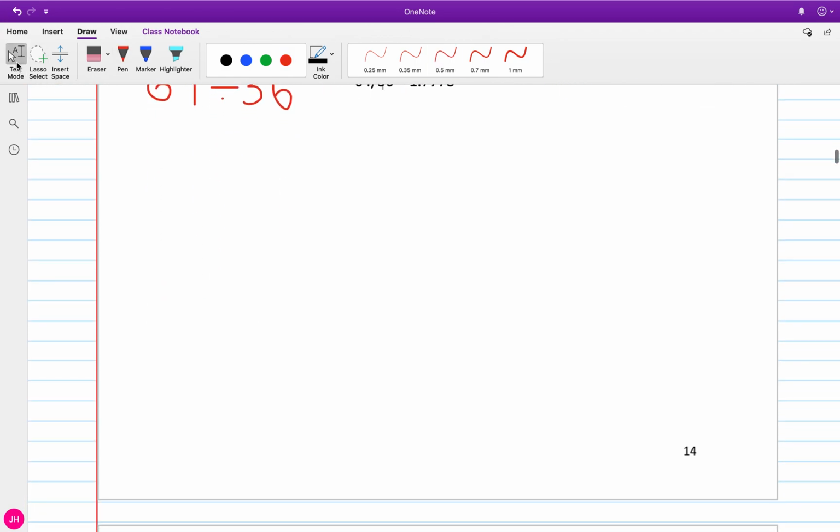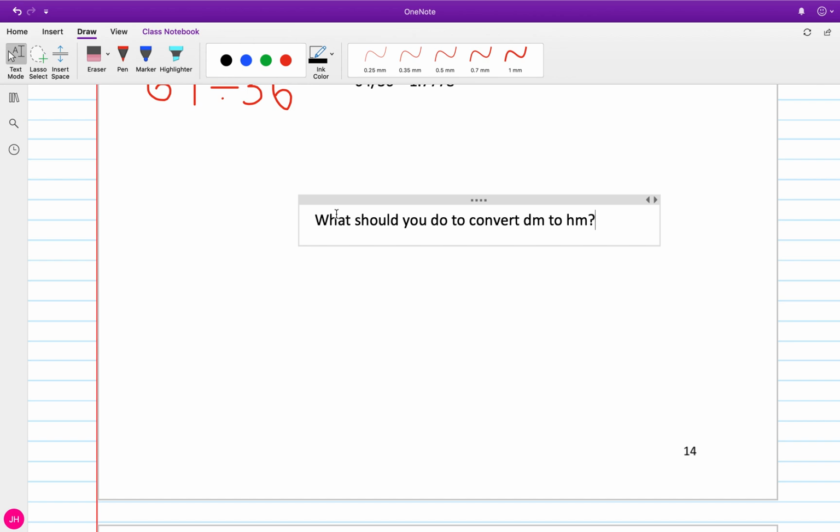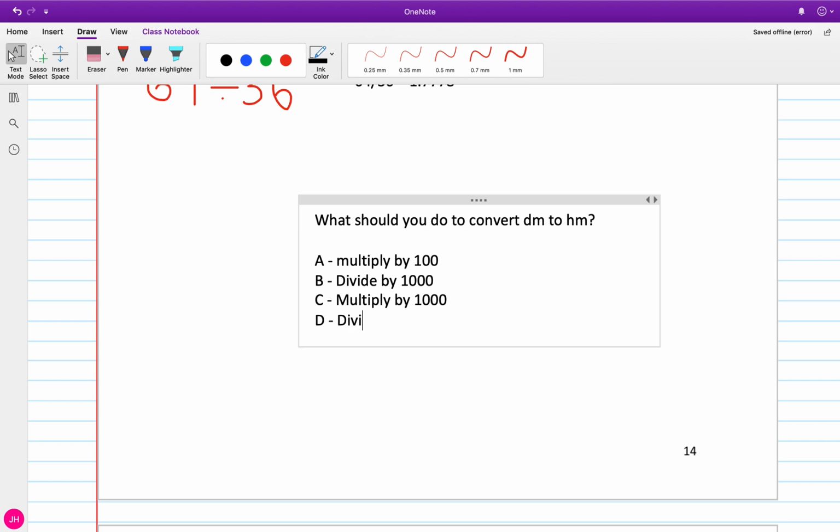Now I'm going to give us one extra little thinking problem here. So let me type it up first. If we were going to convert from decimeters to hectometers. Again, remember the DM is decimeter. So I'm going to give you some choices. Choice A, should we multiply by 100? Choice B, should we divide by 1,000? Choice C, should we multiply by 1,000? Or choice D, should we divide by 100? So to decide how you're actually going to convert from decimeters to hectometers, which computation should we do?